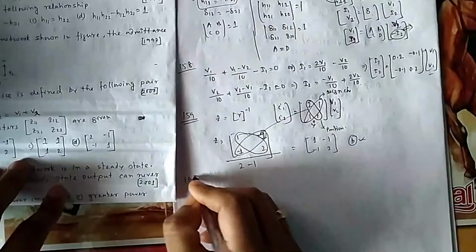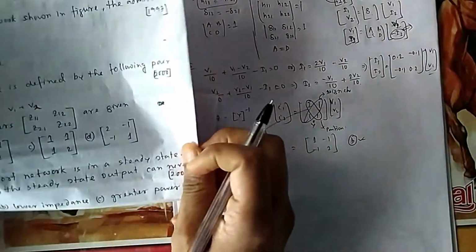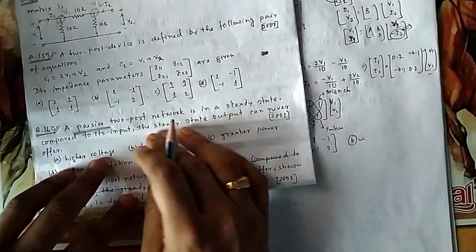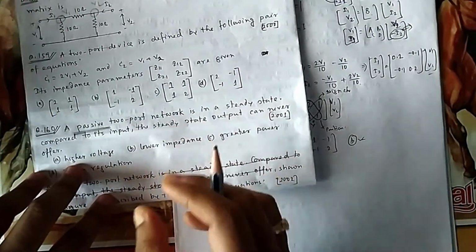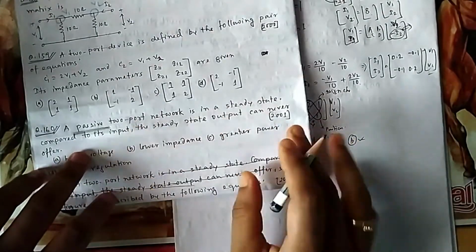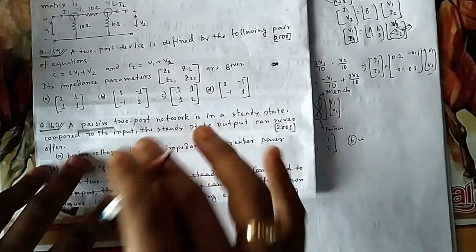That is option B. In question number 160, what they are asking: a passive two-port network is in steady state. Now you take care of this word. Passive means there is no active source inside it, no source which is generating. There is no generating of power inside that network. Active means which is delivering power. So no such item is there inside that network.